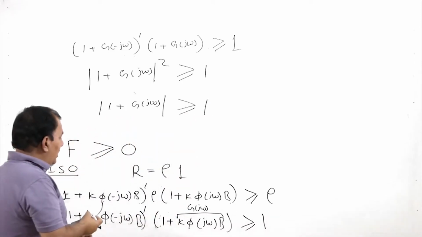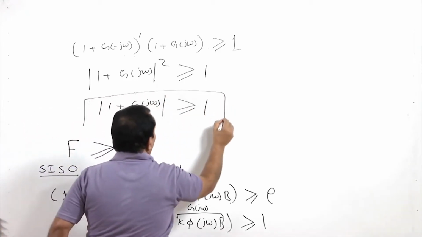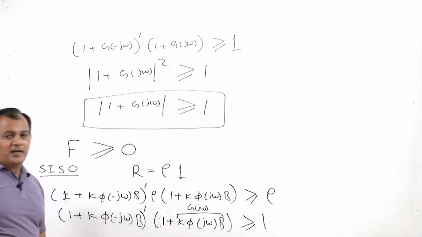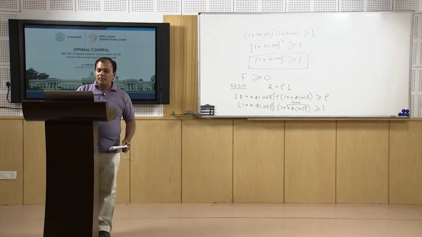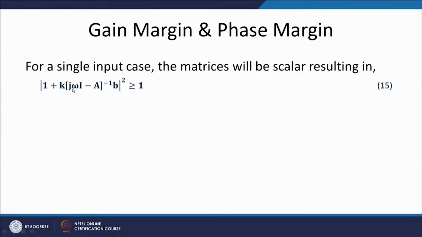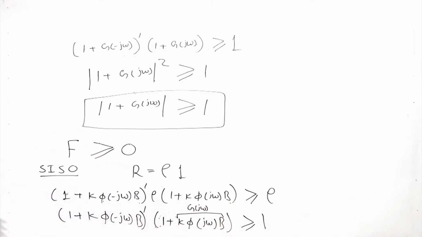So, I have this condition in which |1 + G(jω)| is greater than or equal to 1. So, what is G(jω)? It is |1 + K(jωI − A)⁻¹b| greater than 1, because I am taking a single input single output case. This b I am simply representing as the small b.